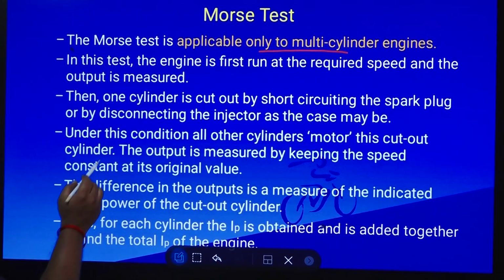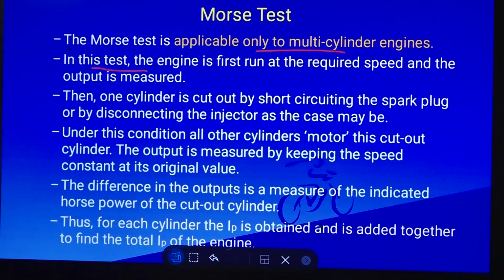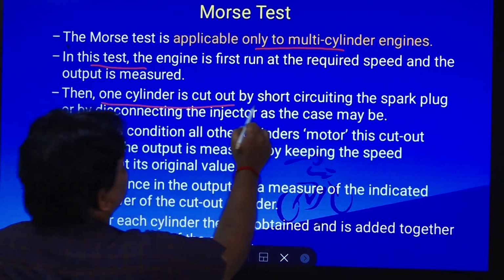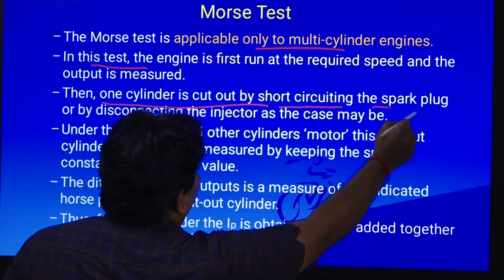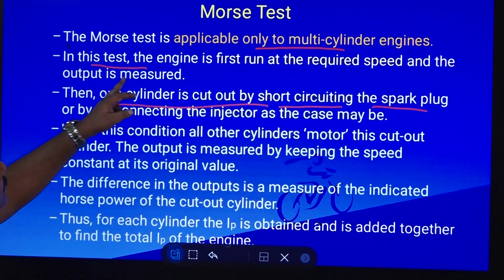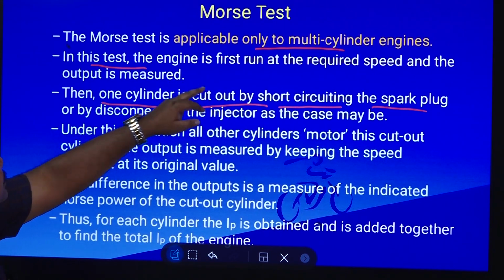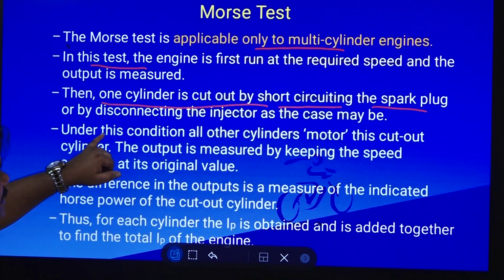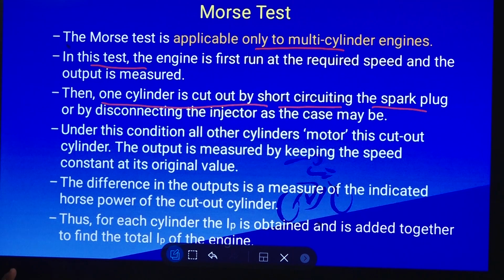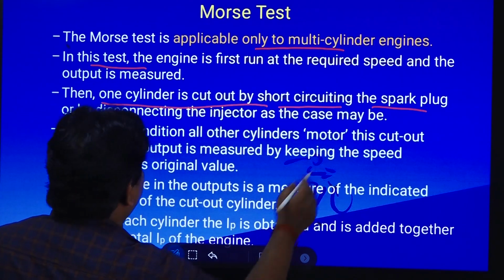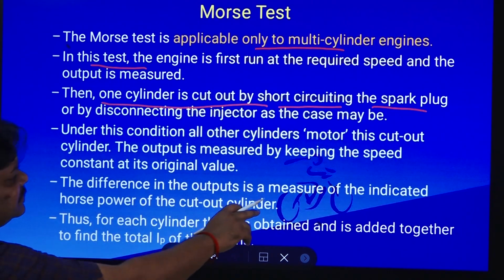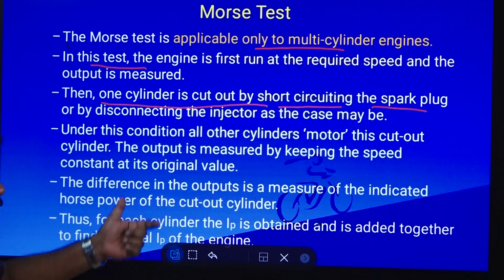So what are we doing in this Morse Test? One cylinder is cut out by short cutting the spark plug or by disconnecting the injector, as the case may be. In this test, the engine is first run at the required speed and the output is measured. Then all the other cylinders are cut out except the required cylinder. The output is measured by keeping the speed constant at its original value. The difference in the output is a measure of the indicated horsepower of the cutout cylinder.